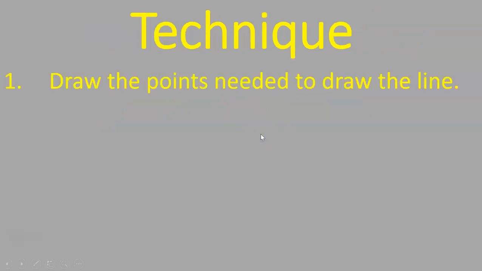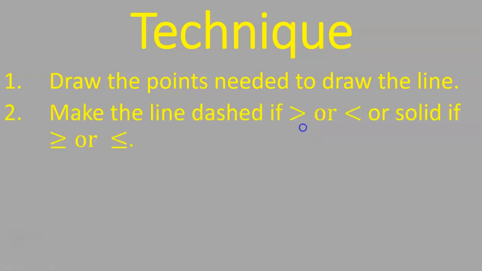Here's the technique for doing that. First, you want to draw the points needed to draw the line. You'll put those on there without drawing the line at first, though, because you either make the line dashed or solid depending on if you have the "or equal to" option. If you don't have the "or equal to" option, you're going to dash the line. If you do have the "or equal to" option, you make it solid. And we'll explain why when we see an example.